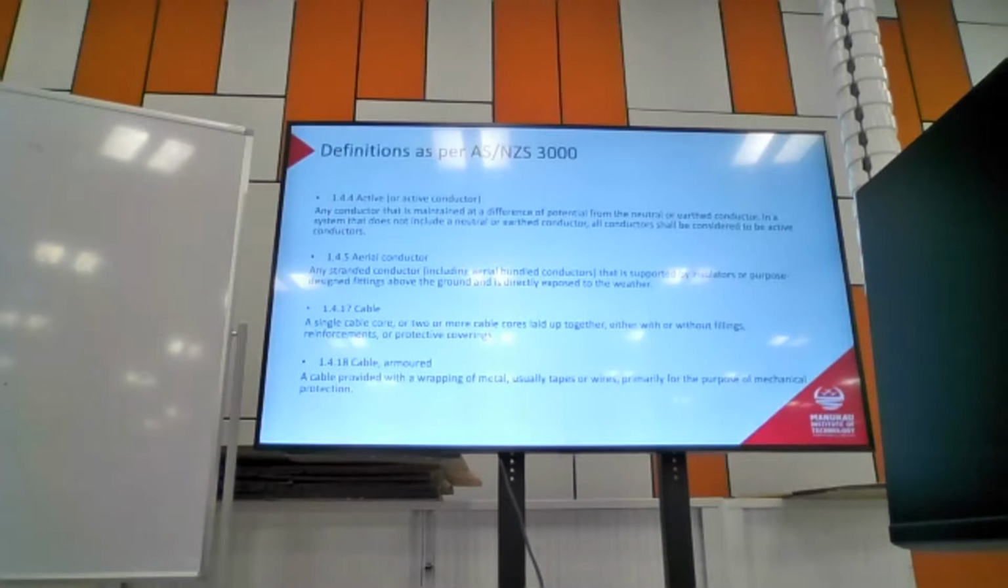Okay, so what that first line is telling us is what then? Difference of potential from the neutral or earth conductor. If we just reword that sentence to make it simpler, what does it say? Earth and neutral don't have voltage. So the active conductor is any conductor that's maintained at a difference of potential from the neutral or earth conductor. So it's any conductor that what? It has a voltage other than 0. Good. So an active conductor is any conductor that is at a voltage other than 0.